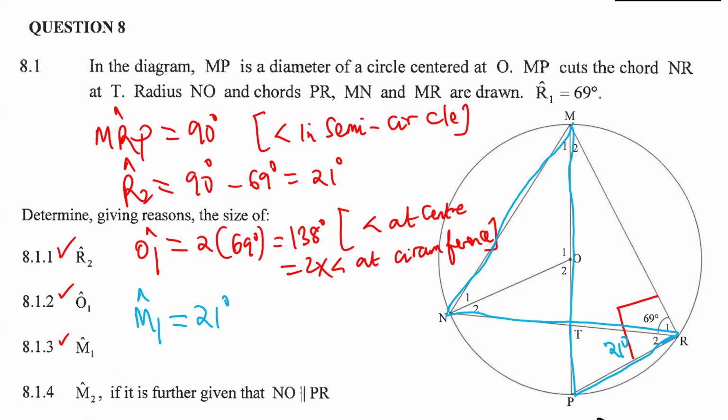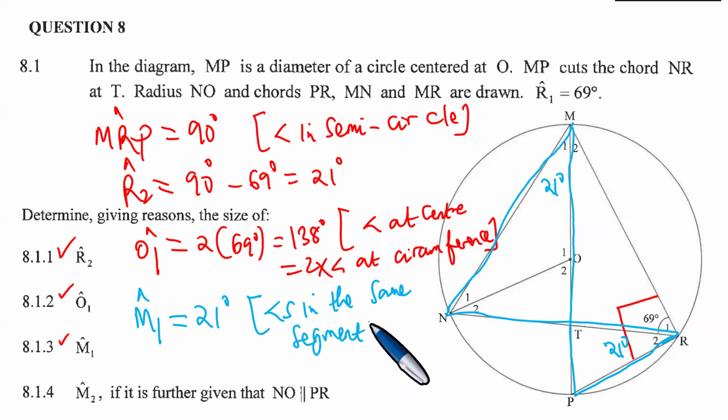Right, so this kind of shape, it's like the bow tie shape, and it's for angles in the same segment. You already know R2 is 21, and therefore this is also 21 degrees. And you can then say the angle M1 is 21 degrees because these are angles in the same segment. Angles in the same segment, yeah? So we're done.